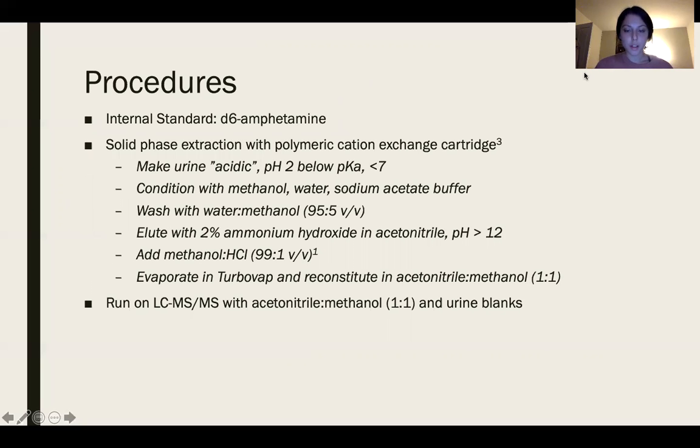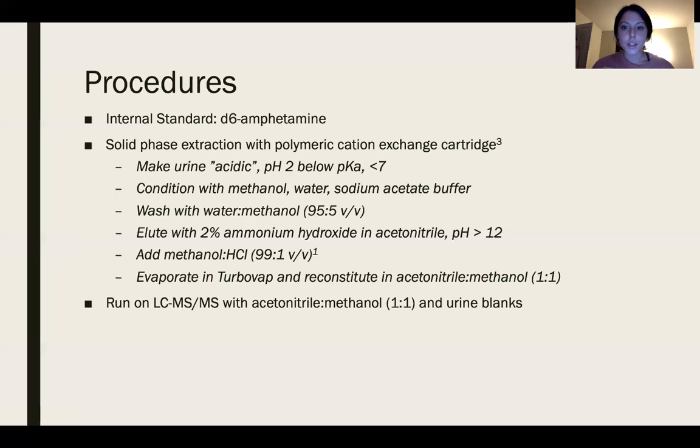So these are the procedures. Like I said, the internal standard is going to be deuterated amphetamine. So I'm going to use solid phase extraction for the sample prep in a polymeric cation exchange cartridge. So these cartridges are made for drugs which will get a positive charge when they're ionized, which means that the cartridge is negatively charged, so that when the drug is ionized, it's going to stick to the cartridge.